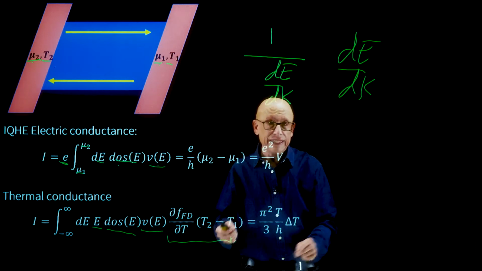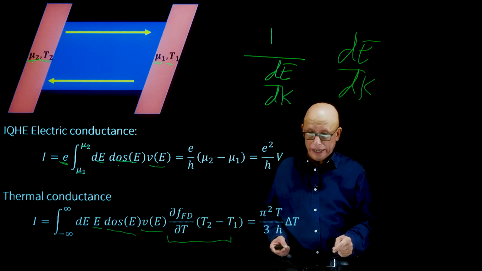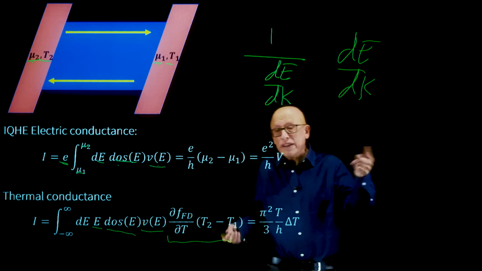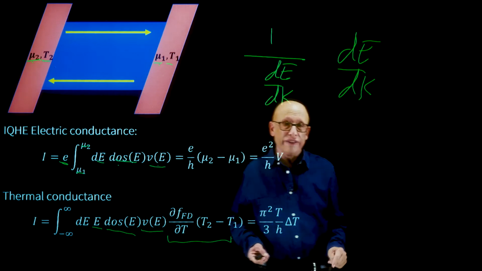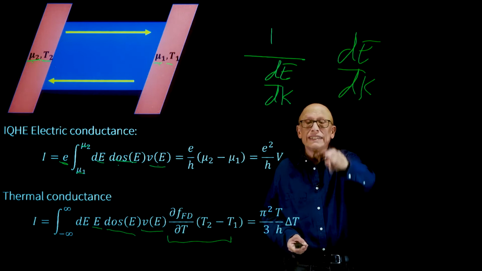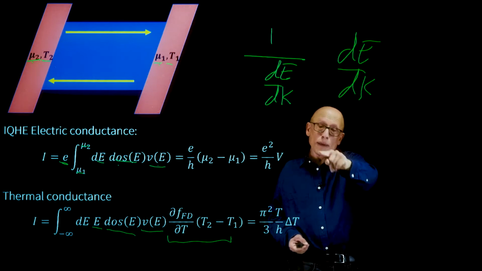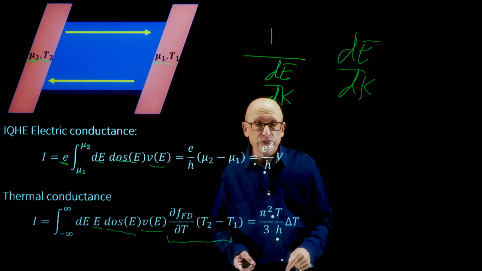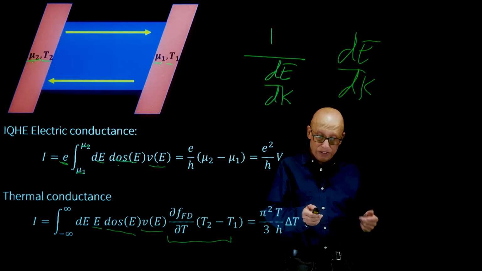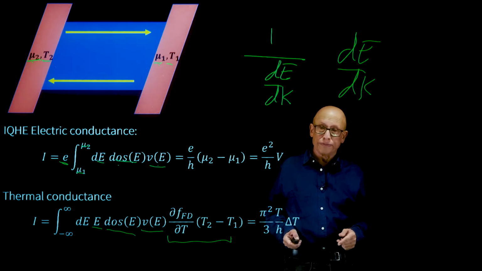Temperature difference is T2 minus T1. This temperature here is the average temperature. And then there's a numerical factor pi squared over 3 that comes out of this integral. So thermal conductance is again quantized. It's quantized in a way that involves the temperature, but it's quantized and it has no dependence on non-universal factors.